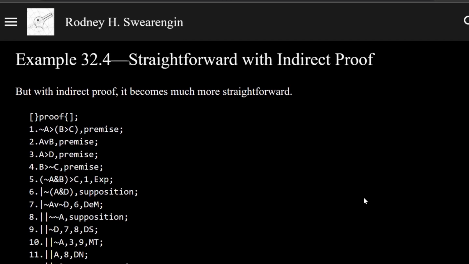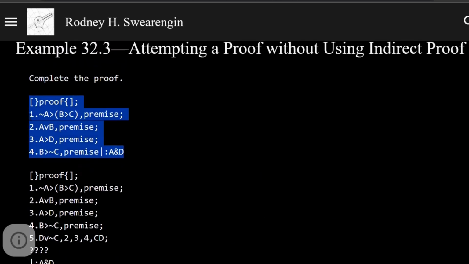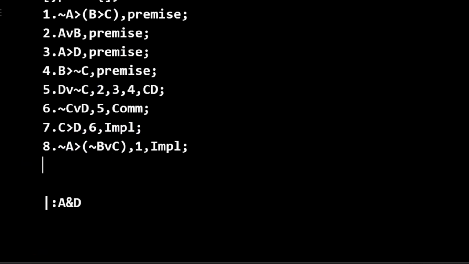Logic, example 32.4, straightforward with indirect proof. Okay, so let's look at the same problem that we started out with in the previous example. And as we saw, we reached an impasse here.